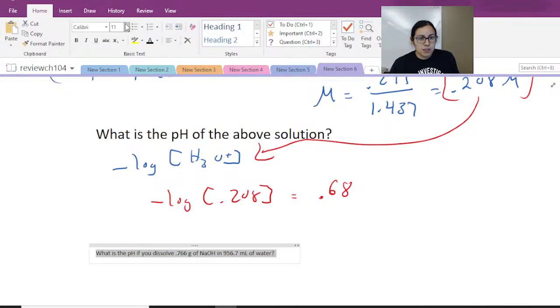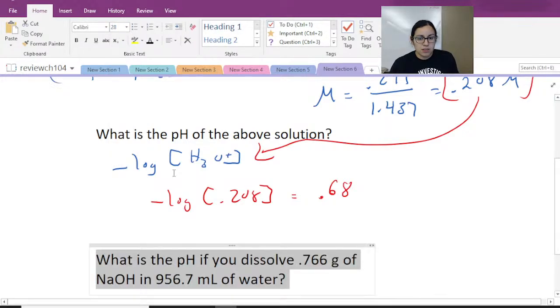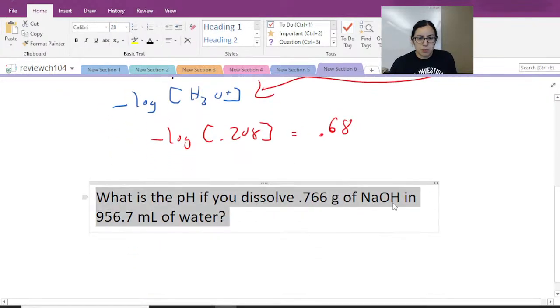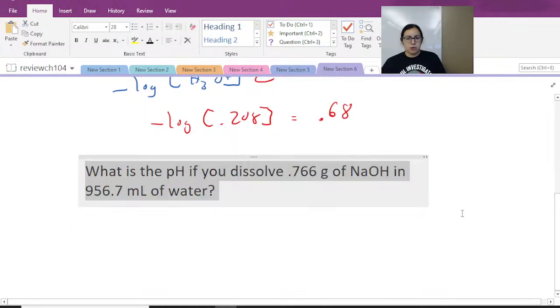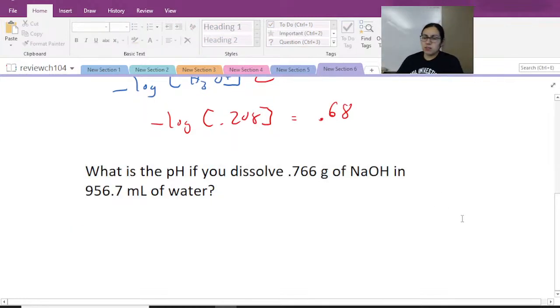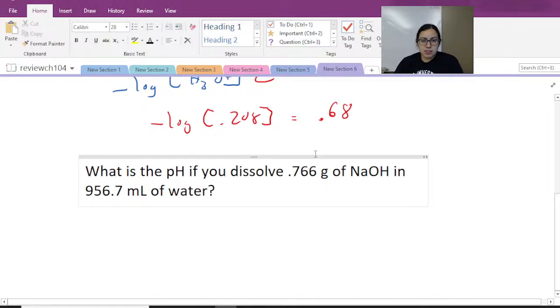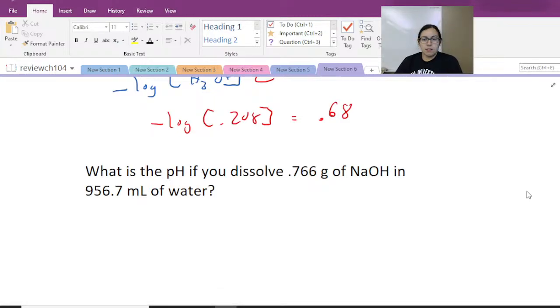All right, so now let's essentially do something similar but different. So now, how does this work? What is the pH if we dissolve 0.766 grams of sodium hydroxide in 956.7 milliliters of water? So how do we get the pH? So I'll give people a few minutes to work on that one.